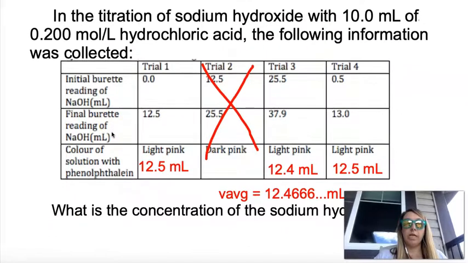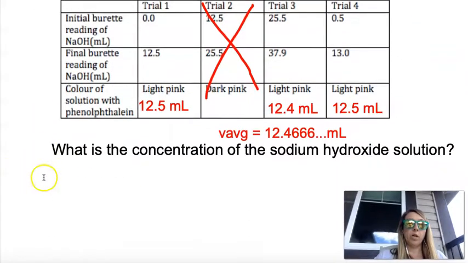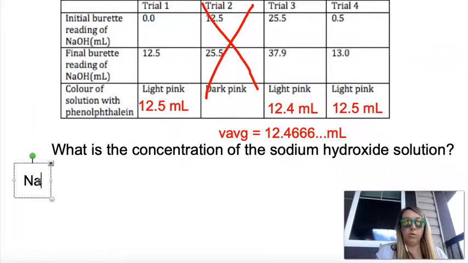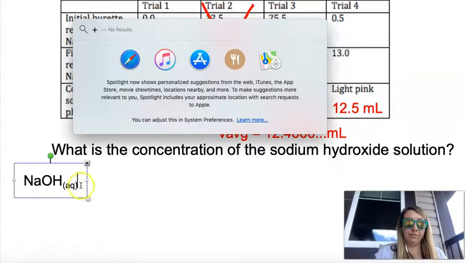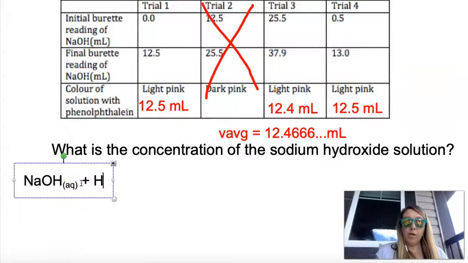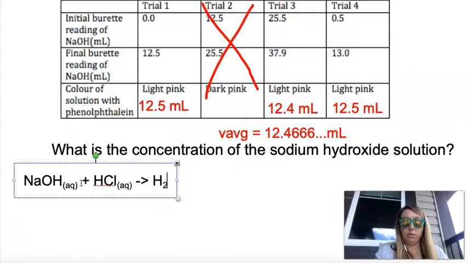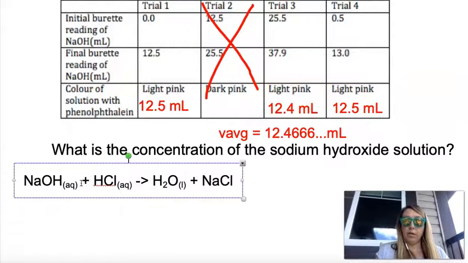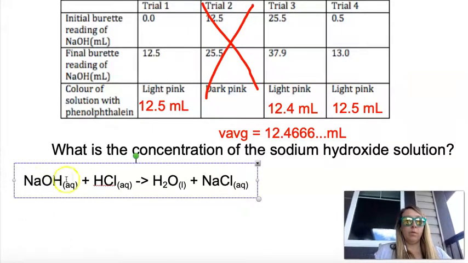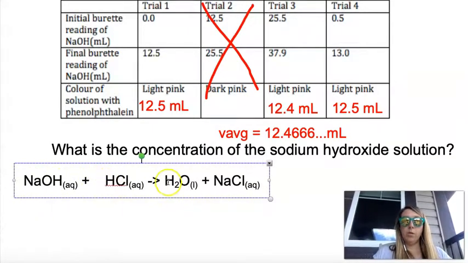So we titrated sodium hydroxide with hydrochloric acid. So sodium hydroxide with hydrochloric acid. Okay, this is going to give us water and sodium chloride. Okay, everything balances with a 1. We don't need to do anything else.